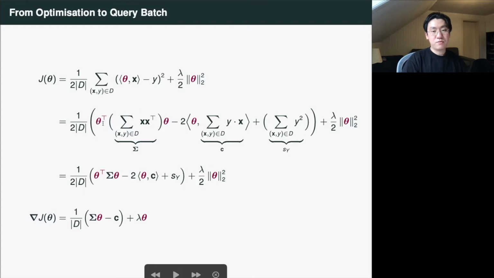In this term, I push the sum past theta to have this term, sum of x x transpose. We can push it past theta because theta is constant for all the tuples in the dataset. The second term of opening the bracket is 2 times dot product of theta and x minus y. We can push the sum into the dot product because theta is constant for all the data in the dataset. And the third component is the quadratic of y.